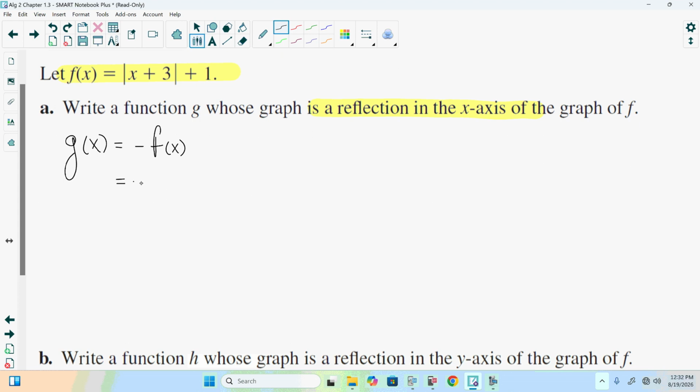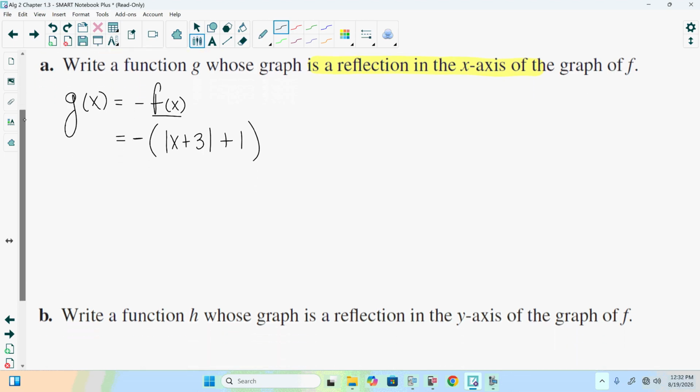And when we apply this to it, we have the negative, and we just have the function f of x. So the f of x part is still going to be the absolute value of x plus 3 plus 1. That doesn't change. We just have this negative in front of the whole thing. Which for us means we're now going to have to distribute that negative through. So we're going to have to multiply the negative by the absolute value and the 1.